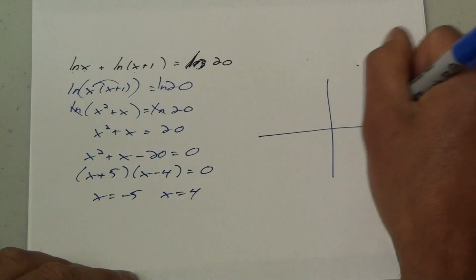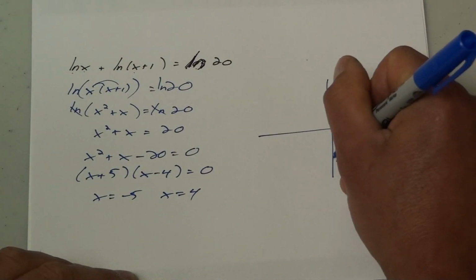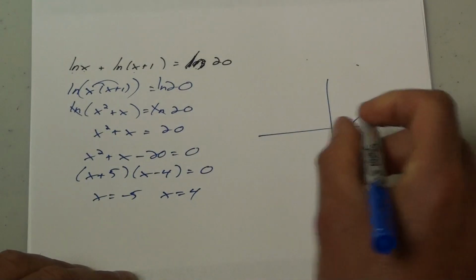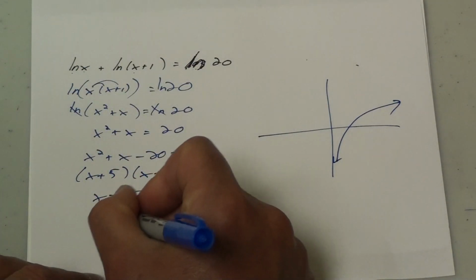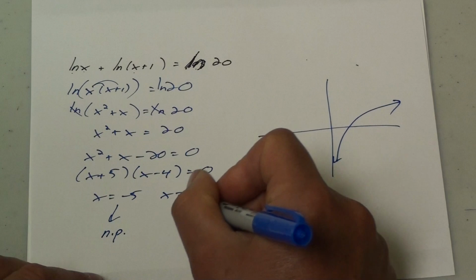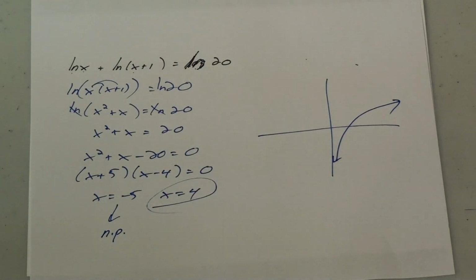If you remember the graph of logarithms, the x's are always positive. So you've got to make sure you're taking the logarithm of a positive number. So in this case, this is not going to be possible, but this one is. So your answer is x equals 4.